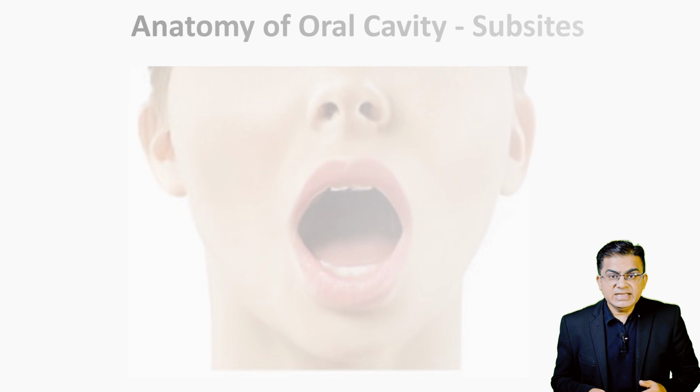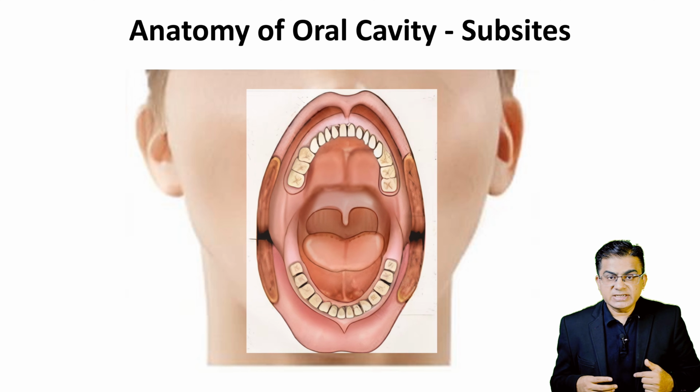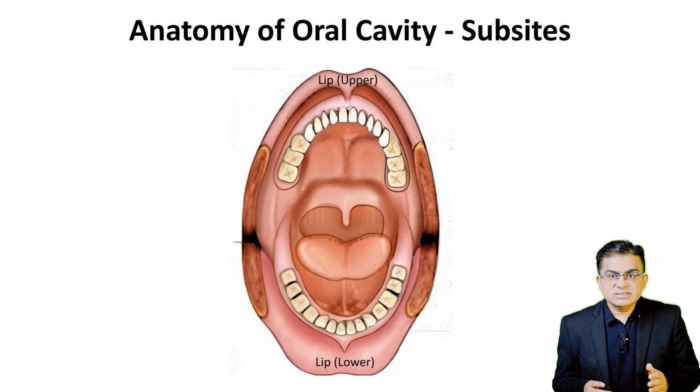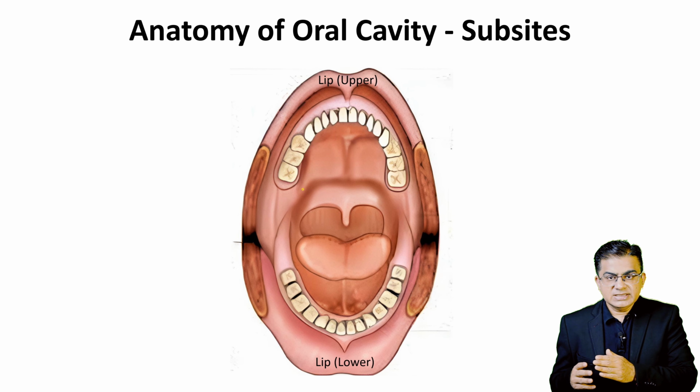Now, let us take a deep dive inside the oral cavity and look at the subsites of oral cavity in a very systematic way. We can start from anywhere, but let us move in anti-clockwise direction, from top to right and then down and then left and back to top. We will see in a systematic way. We will not see how textbook explains.